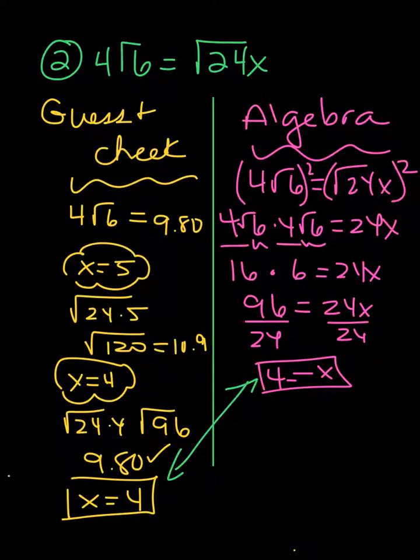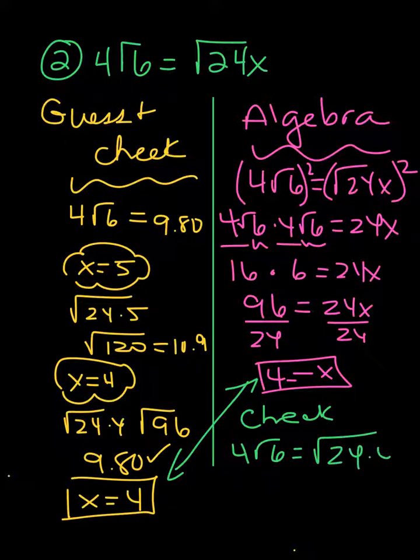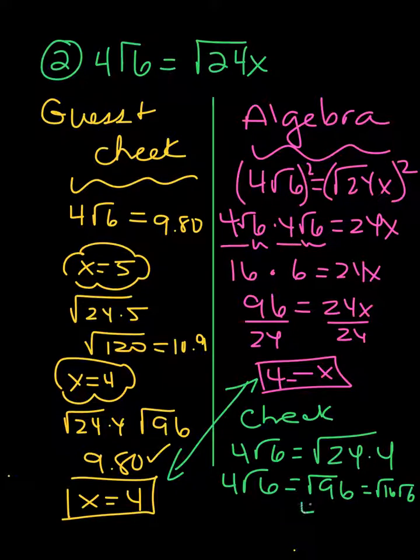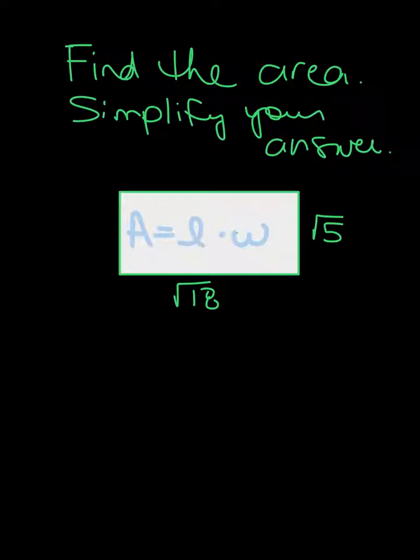So let's check it. Here's my check step. So I have 4 root 6 is equal to the square root of 24 times 4. 24 times 4 is the square root of 96. The square root of 96 breaks down, the perfect square is 16, so I have 16 and 6. So my final answer there is 4 root 6. So I know that the answer is x is equal to 4 since my values match.